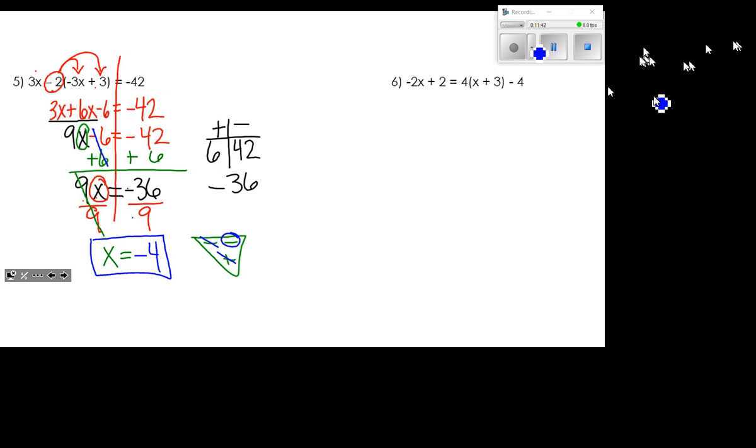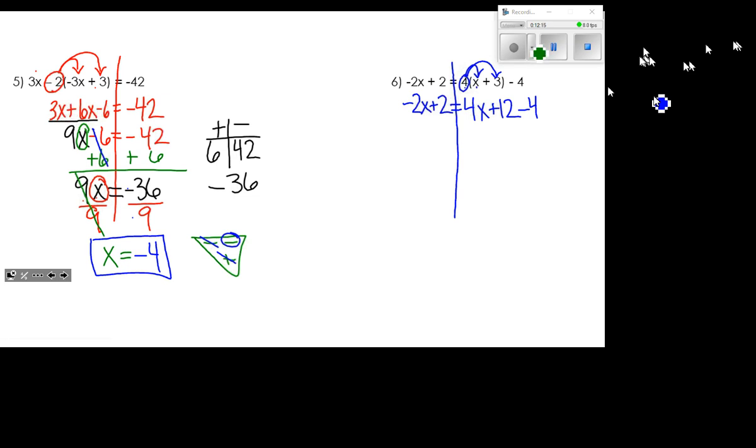Question 6. I have distributive property. I'm going to go ahead and do that. So I'm going to distribute this 4 into my parentheses. I'm going to bring everything down on this side, 2x plus 2, and then distribute. 4 times x is 4x. 4 times positive 3 is positive 12. And bring down the minus 4.